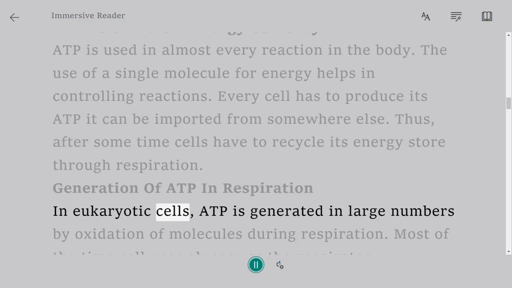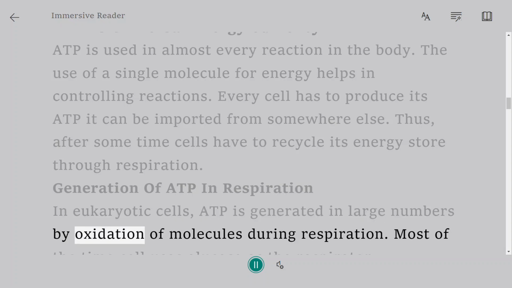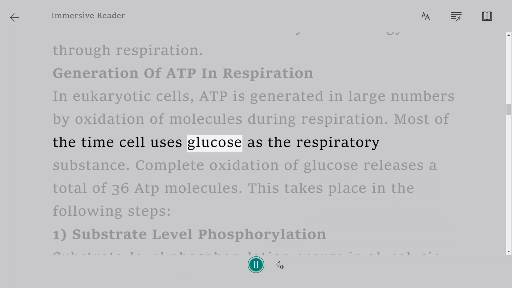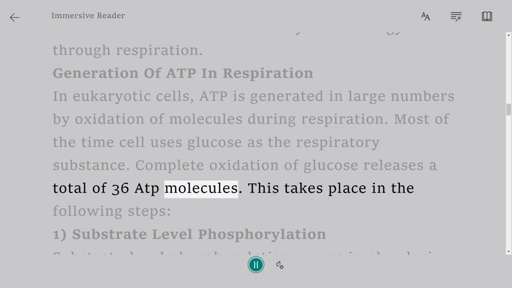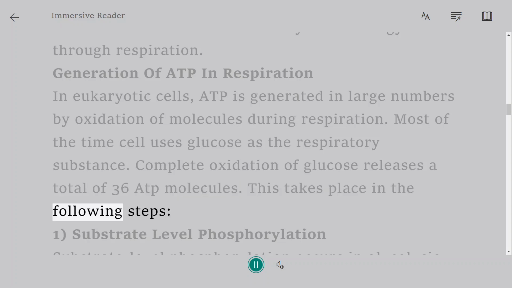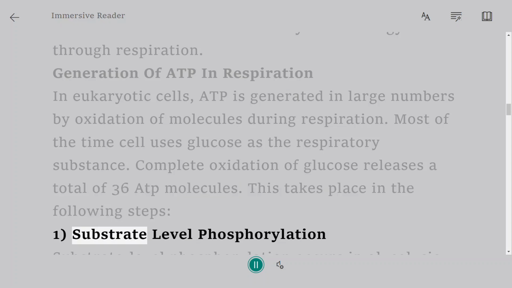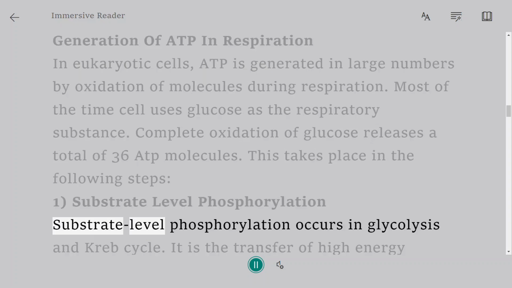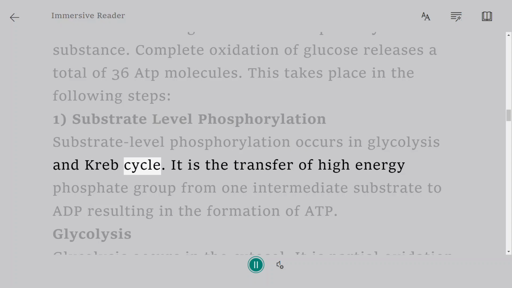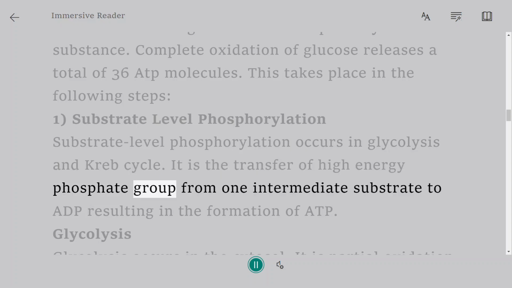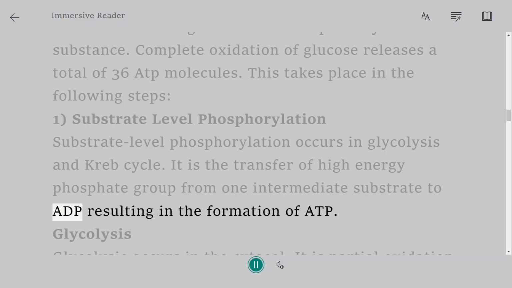In eukaryotic cells, ATP is generated in large numbers by oxidation of molecules during respiration. Most of the time the cell uses glucose as the respiratory substance. Complete oxidation of glucose releases a total of 36 ATP molecules. This takes place in the following steps. 1. Substrate-level phosphorylation. Substrate-level phosphorylation occurs in glycolysis and Krebs cycle. It is the transfer of a high-energy phosphate group from one intermediate substrate to ADP resulting in the formation of ATP.